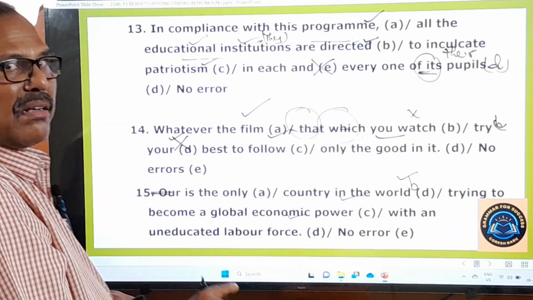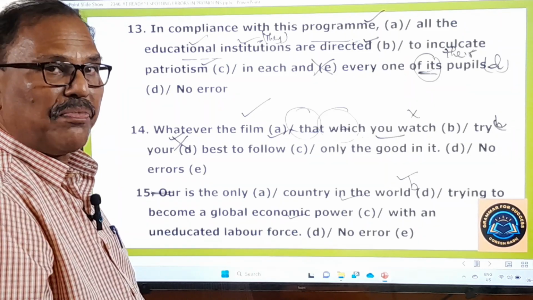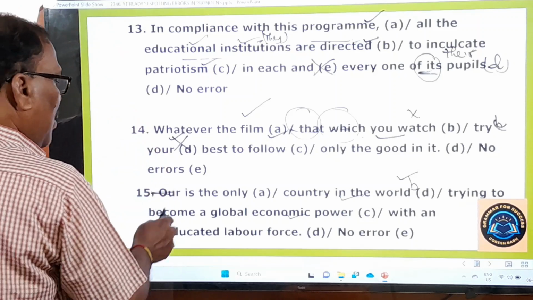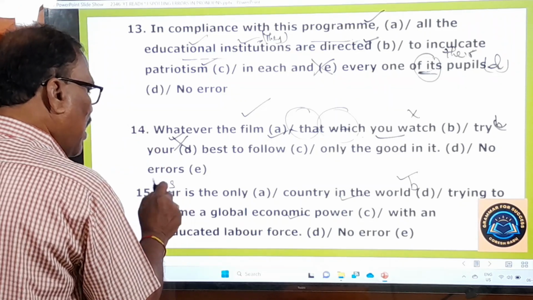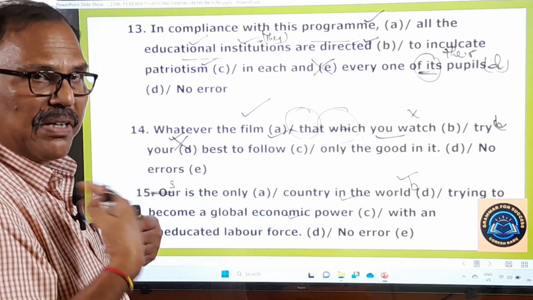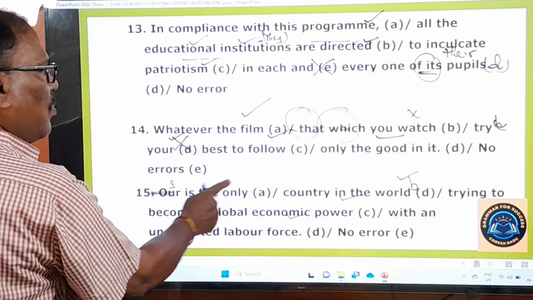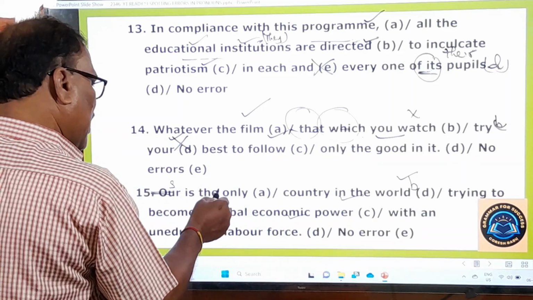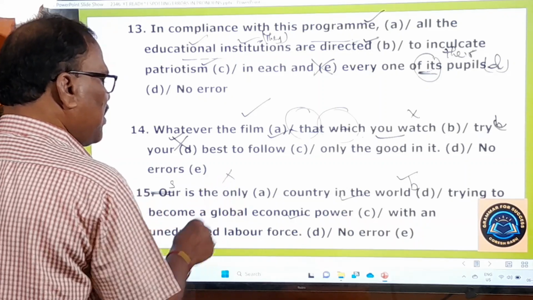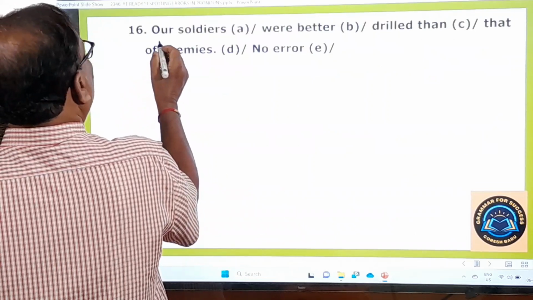But ours is another possessive case pronoun. So beside it, nothing is to be used. They are not used with a noun. So here, ours is supposed to be here. Ours is the only country. Instead of saying ours is the only country, he said our is the only country. That's why this A part is a mistake part. Okay. And 16th one is there.